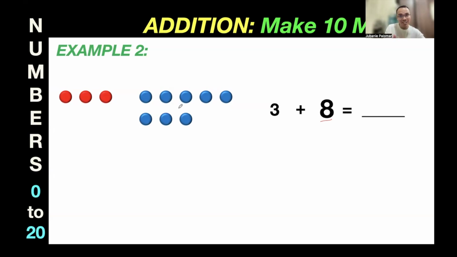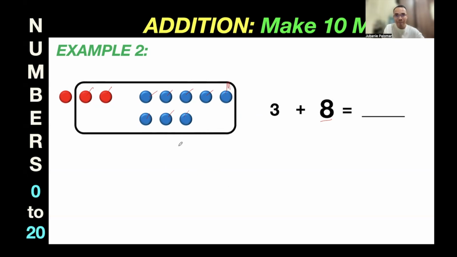You can use the counters. We already have here 1, 2, 3, 4, 5, 6, 7, 8, 9, 10. So we need 2 more to make 10. So the number 3, the smaller number 3, will be broken into two numbers. The first number is 2, and the second number is 1. 1 and 2 make 3.